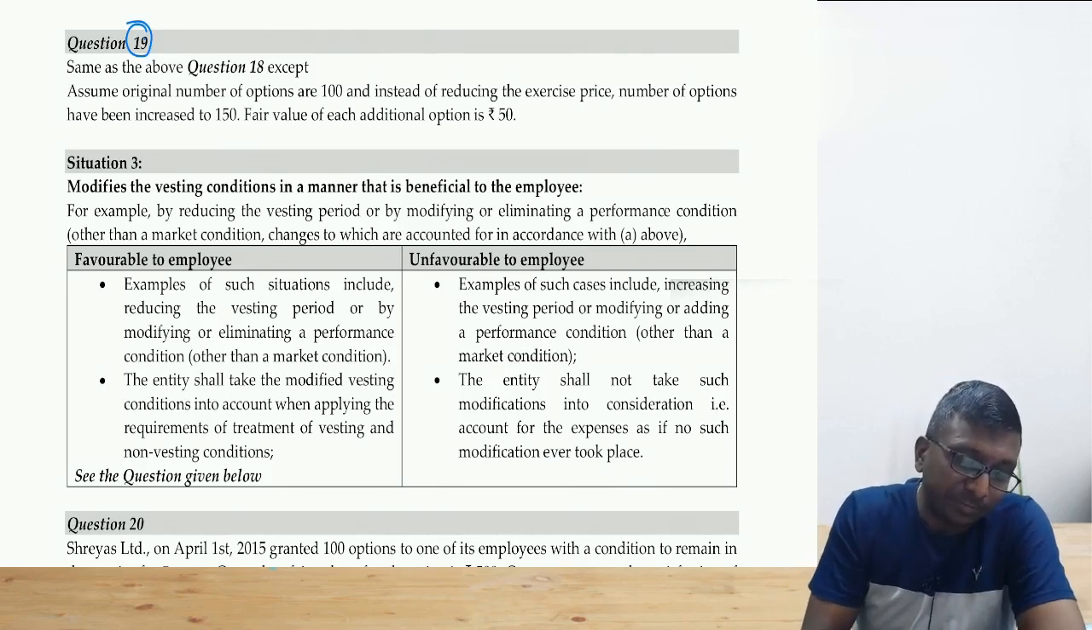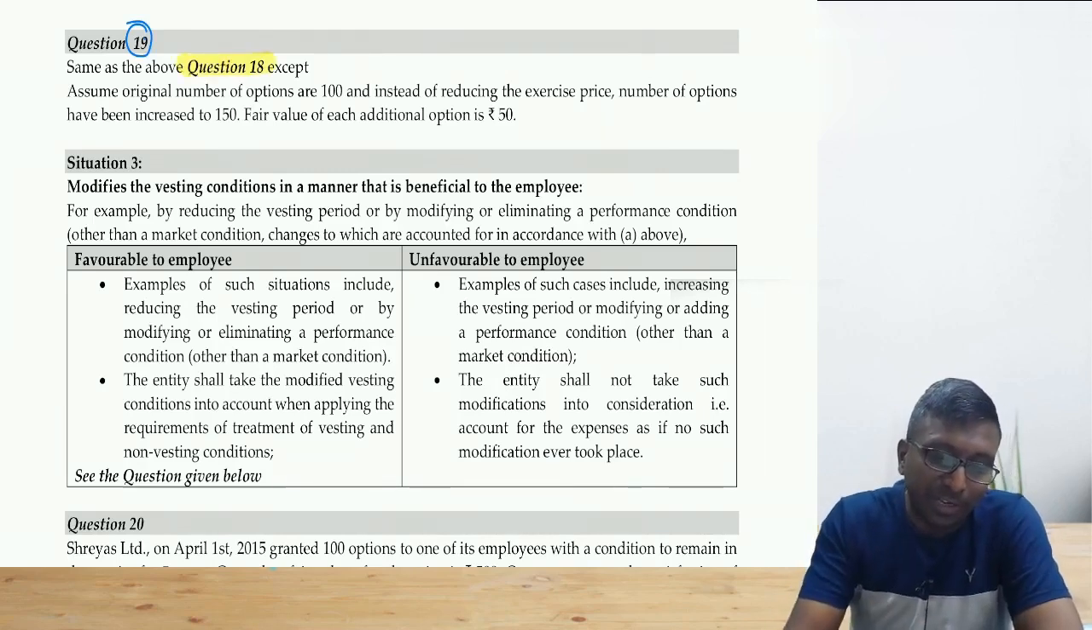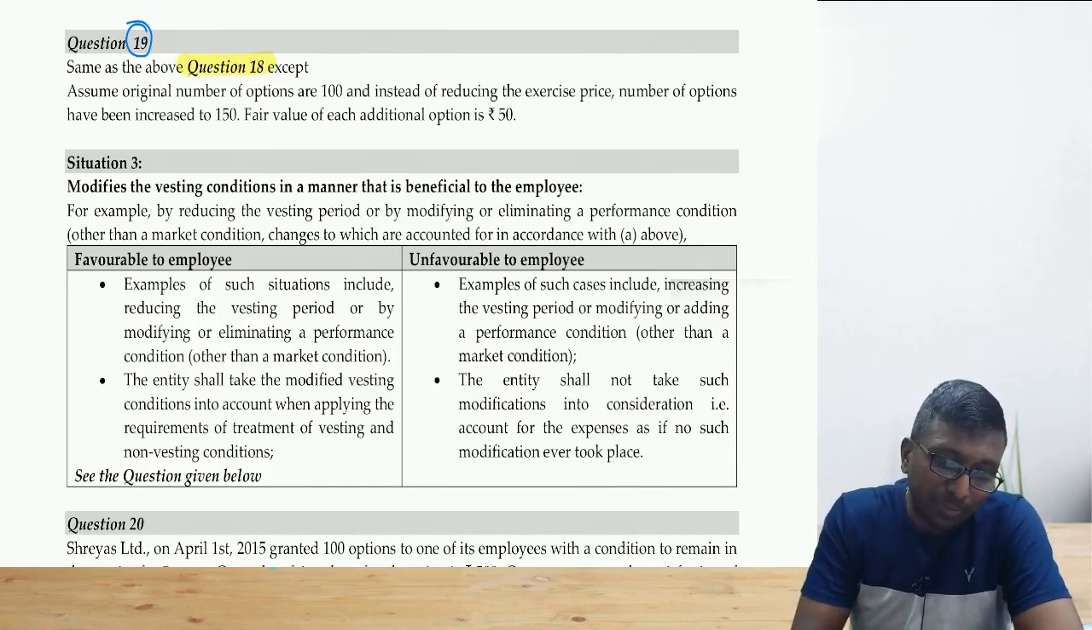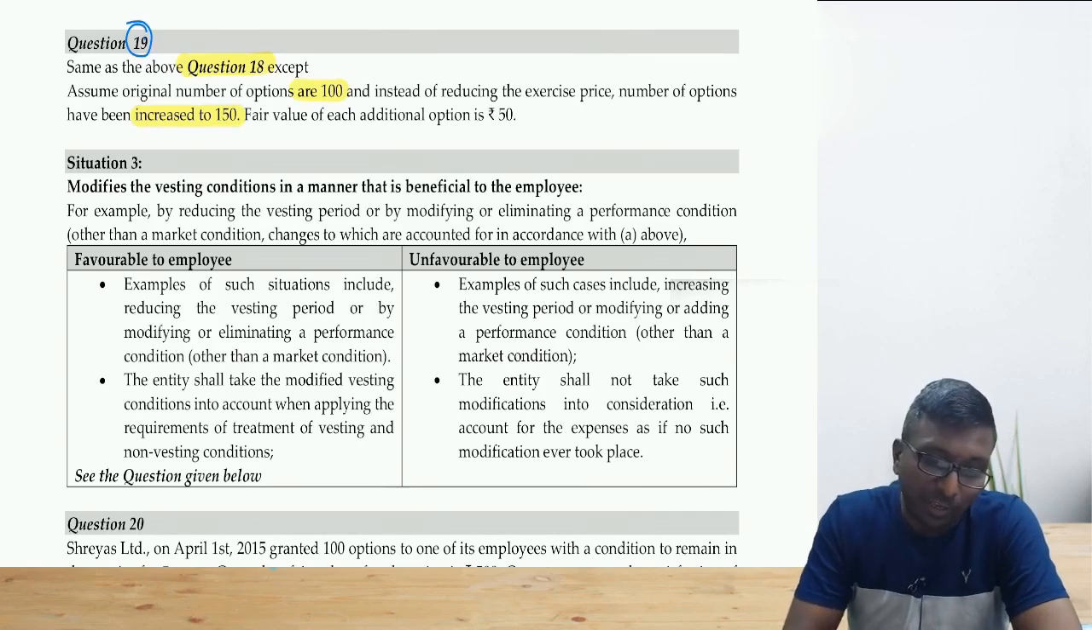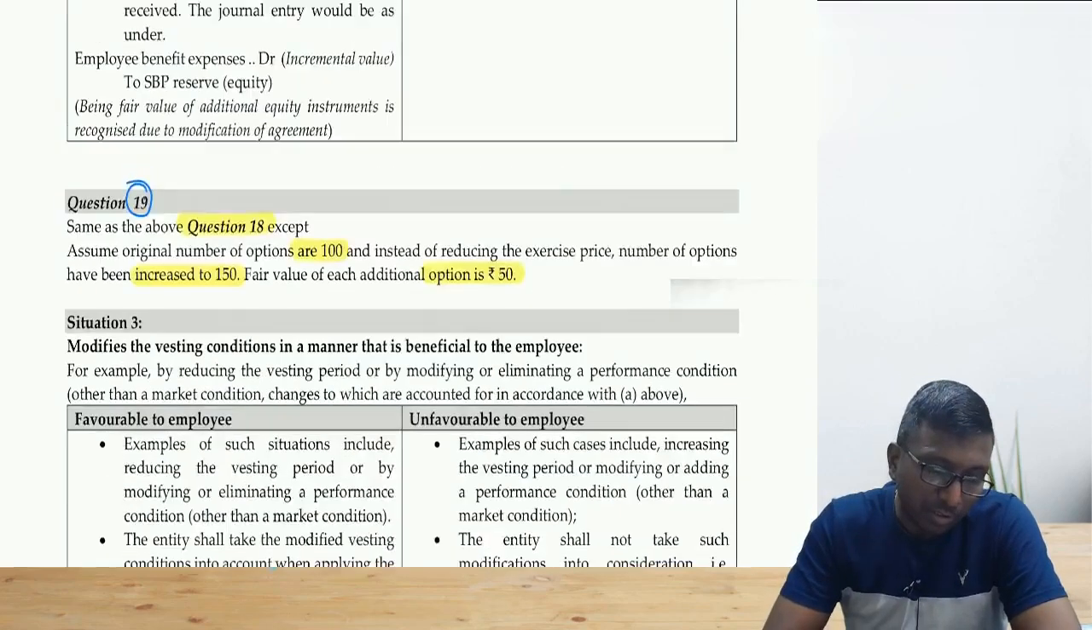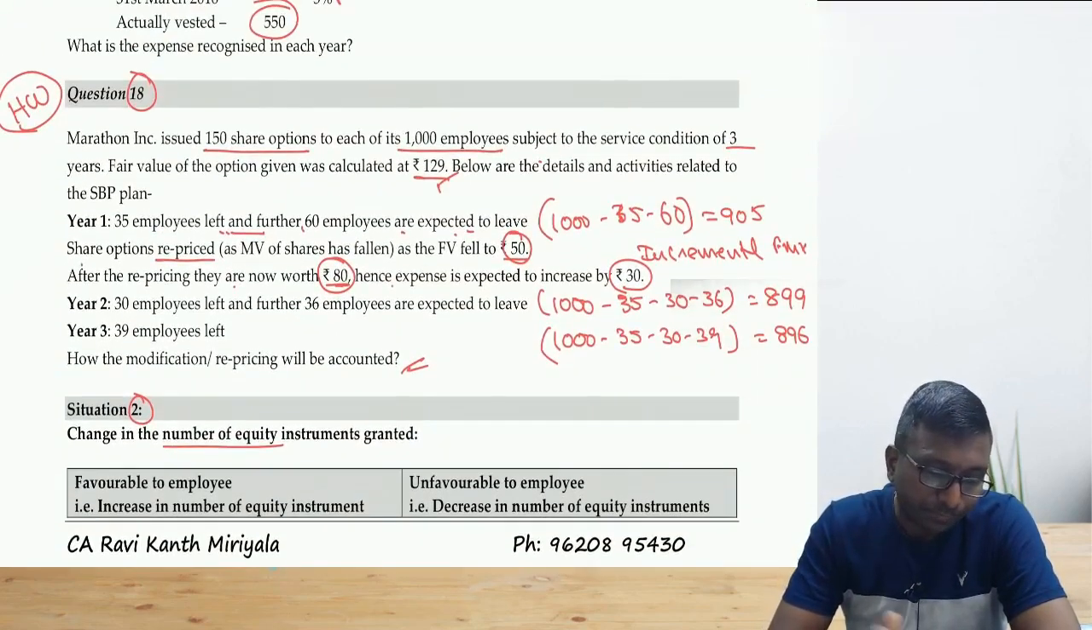Yeah, sum 19. It is the same as question number 18. Assume that the original number of options is equal to 100. Instead of reducing the exercise price, the number of options is increased to 150. The fair value of each additional option is equal to 50. Isn't it correct now? Simple. So, 100 options you already accounted. Another 50 you are supposed to account for. So, can you guys do it now?